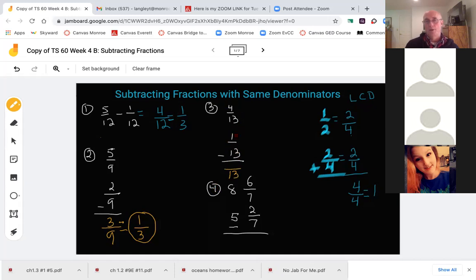Subtract my numerators. 1 from 4 is 3. Ask myself that last question: can I reduce? And no, nothing really goes into 13 because it's a prime number. So that's as low as it goes.